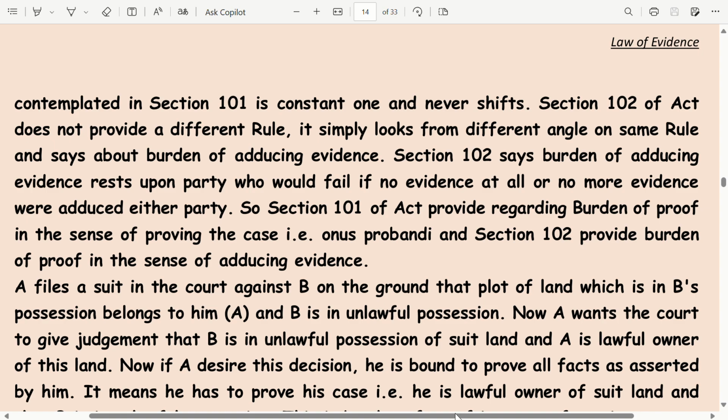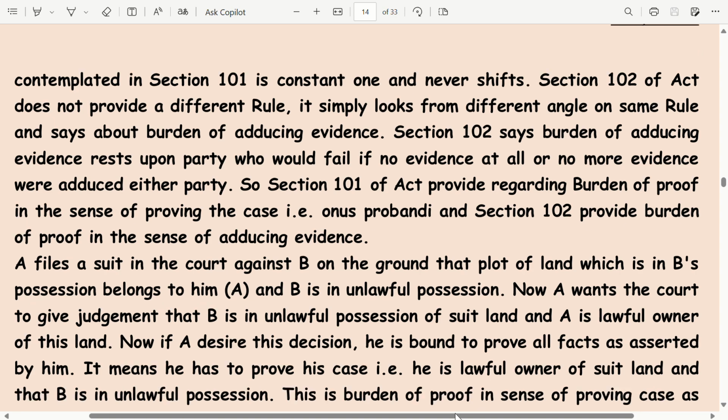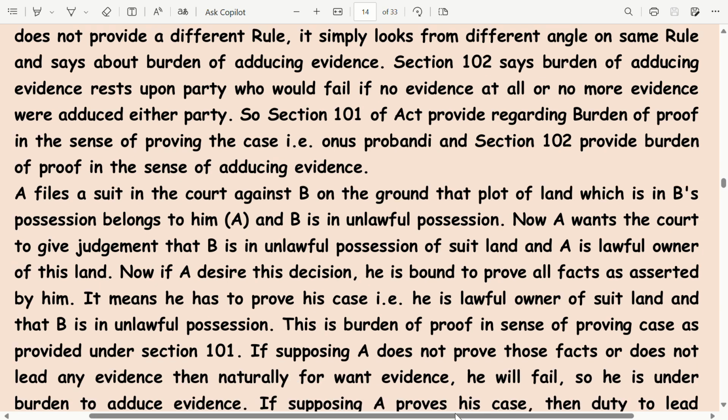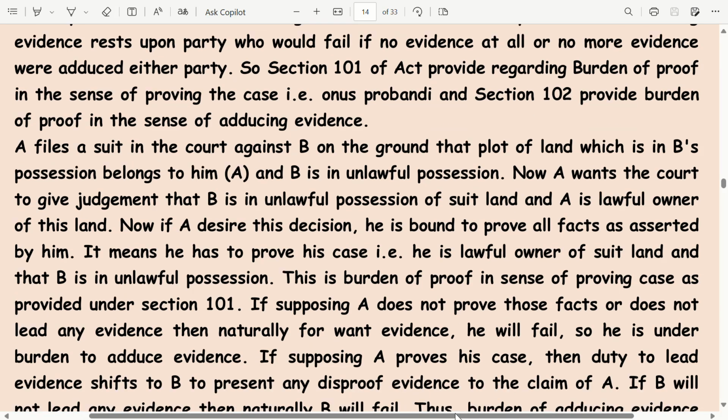If A files a suit in the court against B on the ground that a plot of land which is in B's possession belongs to him, A, and B is in unlawful possession. Now, A wants the court to give judgment that B is in unlawful possession of the suit land and A is the lawful owner of this land. Now, if A desires this decision, he is bound to prove all facts as asserted by him. It means he has to prove his case that he is the lawful owner of the suit land and that B is in unlawful possession. This is burden of proof in the sense of proving the case as provided under Section 101.